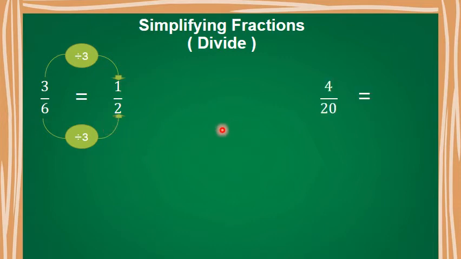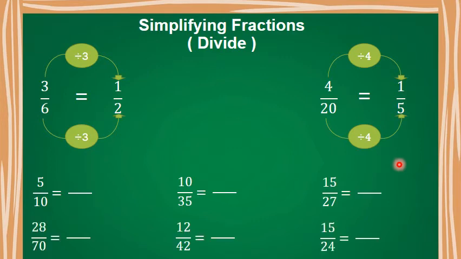Another example, 4 over 20. Yeah, 4 over 20. In which timetable do 4 and 20 exist? 4, yeah, exist in timetable 4. So I divide by 4. 4 divided by 4 and 20 divided by 4 will be 1 over 5.